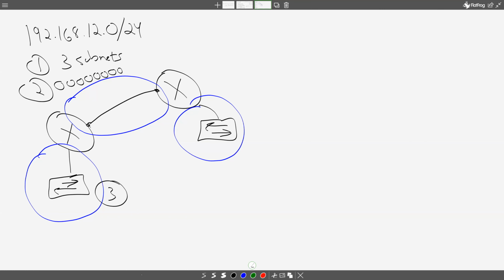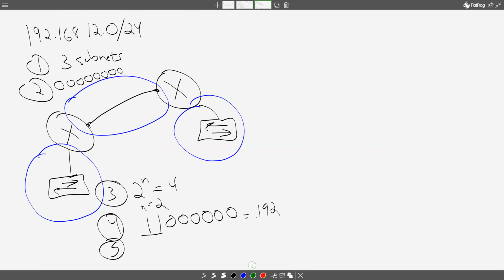How many bits do I need to borrow? So what power of 2 do I need to get at least 3 subnets? N has to equal 2, right? Because 2 to the second power is 4. All right, so we have to borrow 2 bits. So step 4, turn on those 2 bits. Find the value, which is 192. We now know our new mask. Our new mask is 255.255.255.192. Step 5 is writing out that new mask.